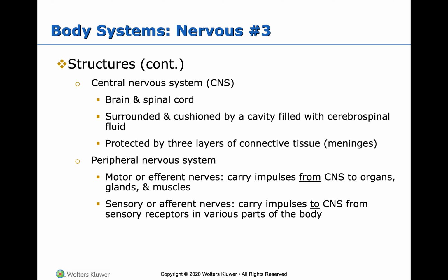Okay? So your spinal cord is surrounded by a cavity enclosed by connective tissue, also known as meninges. And this cavity is filled with cerebral spinal fluid. So the cavity that's the surrounding of connective tissue and the cerebral spinal fluid are designed to cushion and protect the nerves within the spinal cord. Okay, does that all make sense?